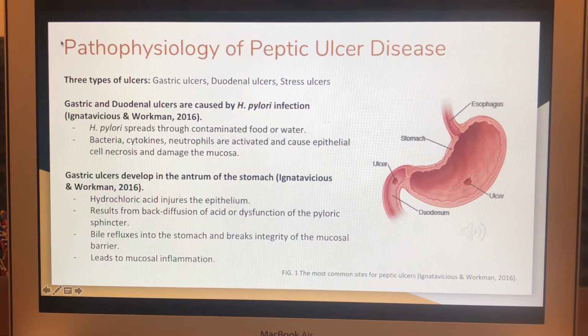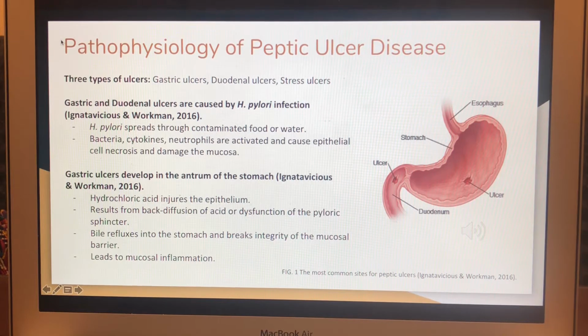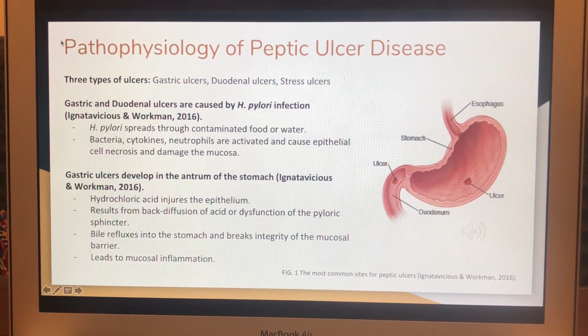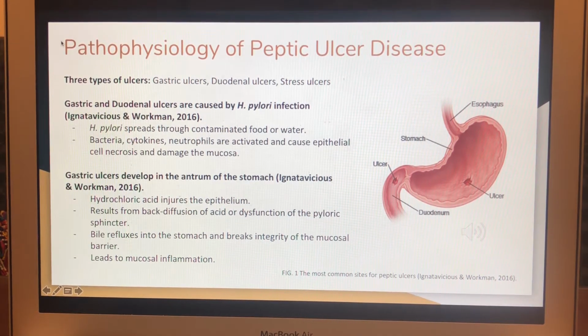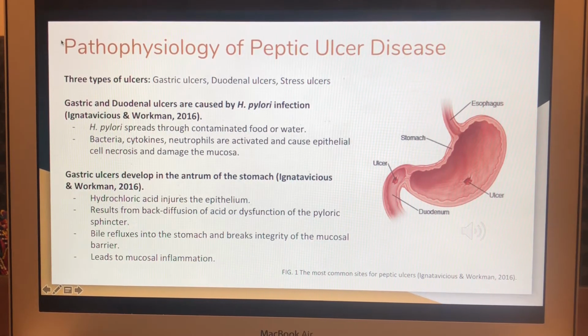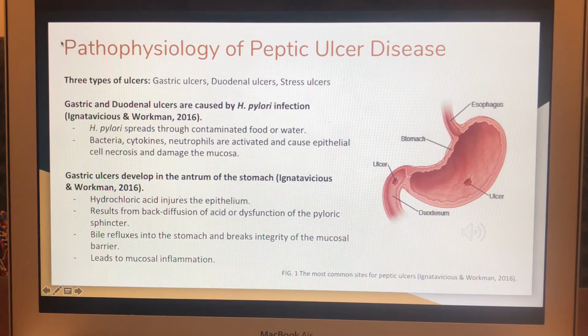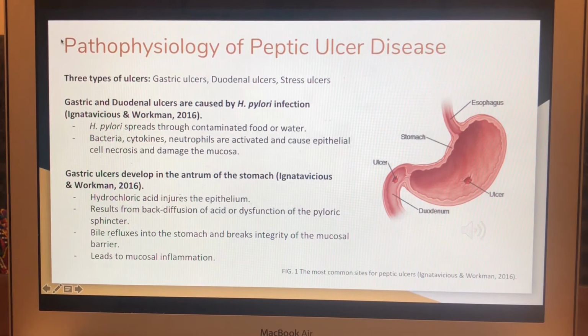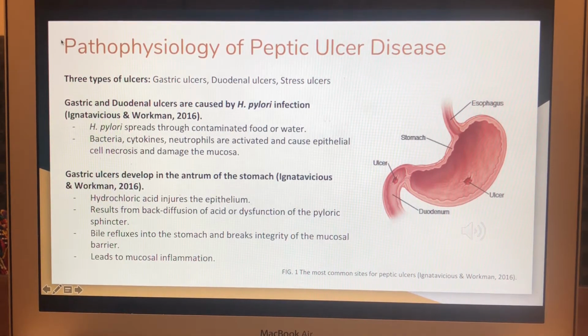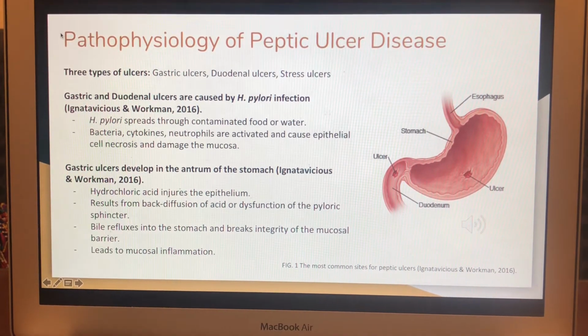These bacteria produce substances that damage the mucosa. The helical shape of H. pylori allows the bacterium to burrow into the mucus layer of the stomach and become undetectable by the body's immune cells. This bacterium does not cause illness in most people. It is a major risk for peptic and duodenal ulcers and gastric cancer.